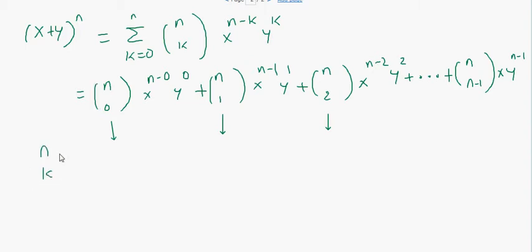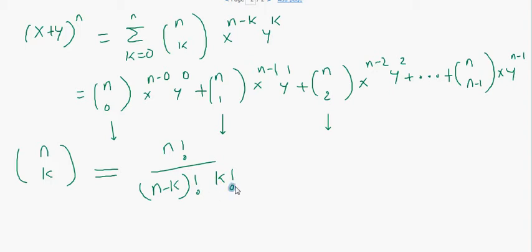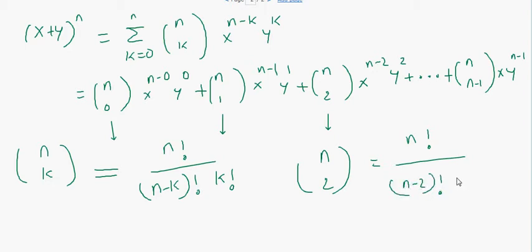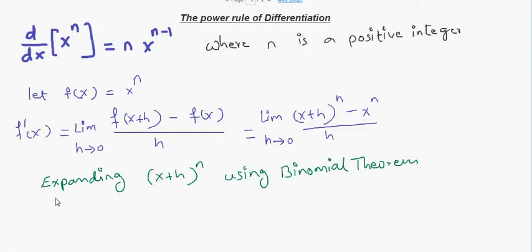Let's write this down here. n choose k is n factorial divided by n minus k factorial times k factorial. So if you see n choose 2, it means n factorial divided by n minus 2 factorial times 2 factorial. So this is the formula that we'll be using for the expansion here.